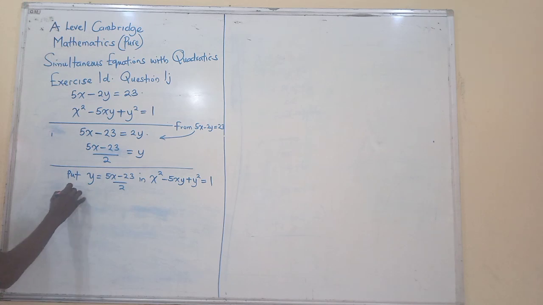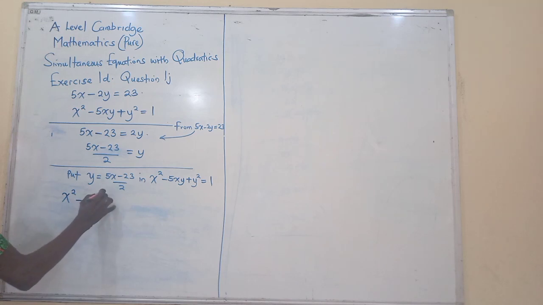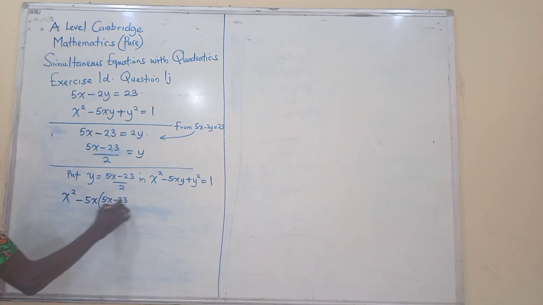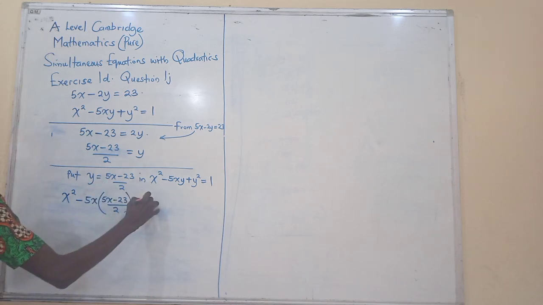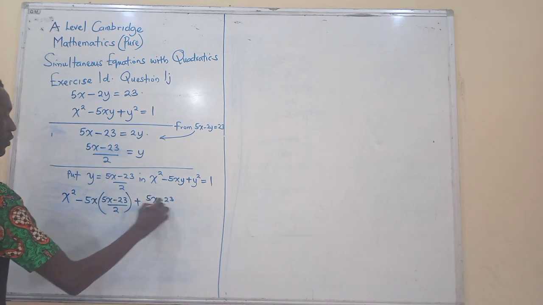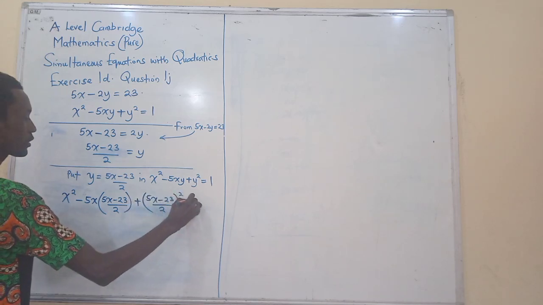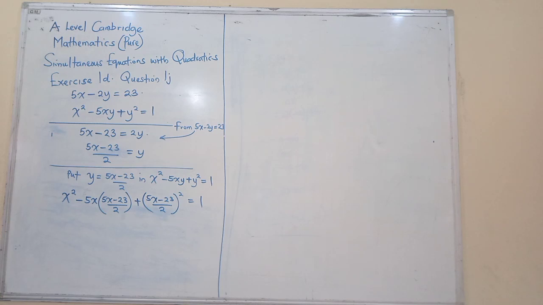So I'll have x squared minus 5x into what? (5x minus 23) all over 2, brackets close, plus (5x minus 23) over 2 all squared equal to 1. So what do I do at this point? I will have x squared minus. Now, the minus only affects the numerator part. So that will be minus 25x squared.